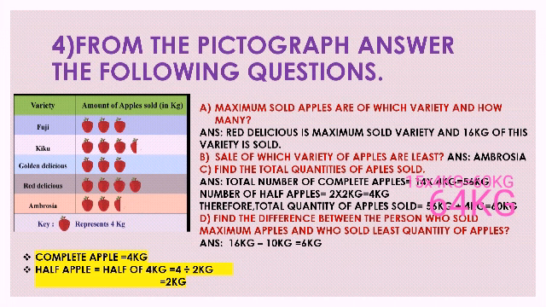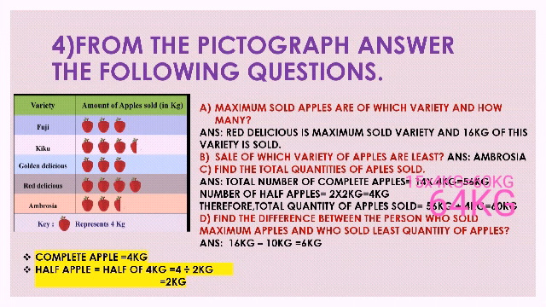Now sale of which variety of apples is least? Look here, beside which variety is the least number of pictures of apples given? Ambrosia. So 2 complete apples means 8 kgs, because 1 picture means 4 kg, and half of an apple means half of 4 kg, that is 2 kg. So 8 plus 2, 10 kgs. So the sale of which variety of apples is least? Ambrosia is least.